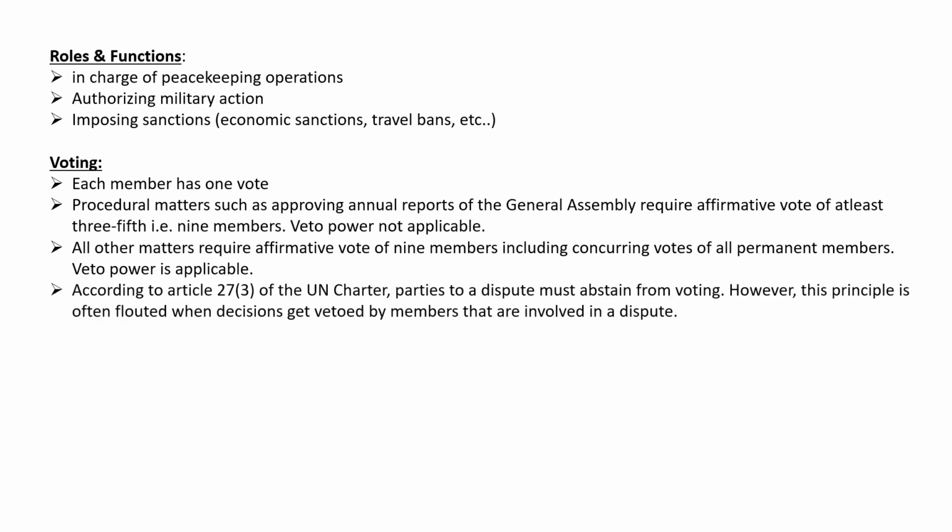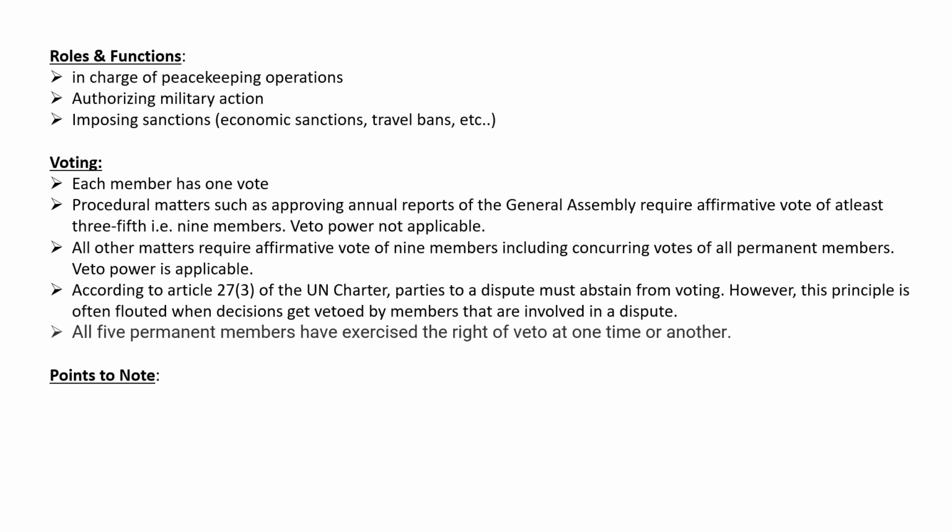According to Article 27.3 of the UN Charter, parties to a dispute must abstain from voting. However, this principle is often flouted when decisions get vetoed by members that are involved in a dispute. All five permanent members have exercised the right of veto at one time or another.